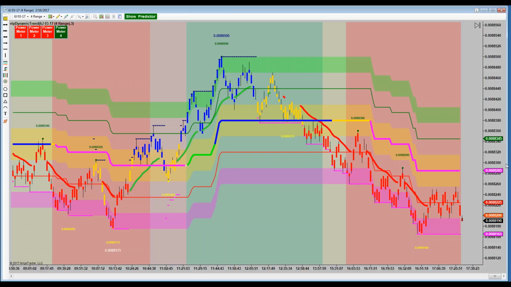5 seconds left to cast. You just got to type in a letter. That's your vote. Type in one letter. It's either a T or a C. Really simple. Is it trending or not? Is it chopping? 2 seconds left. Cast your vote. Time coming up.